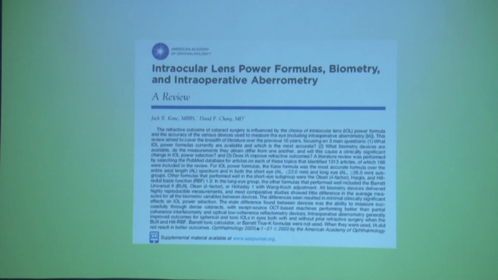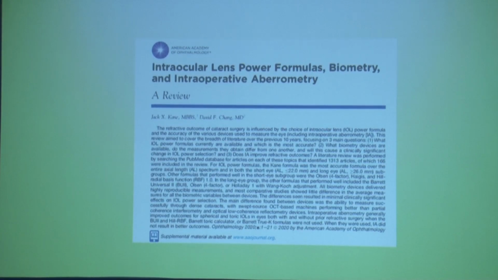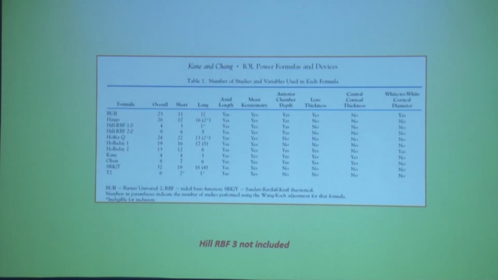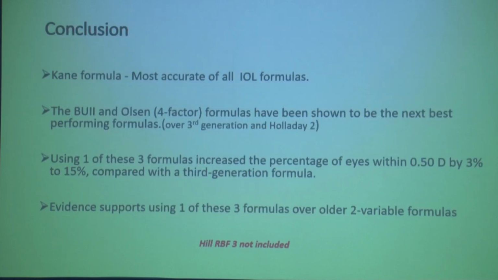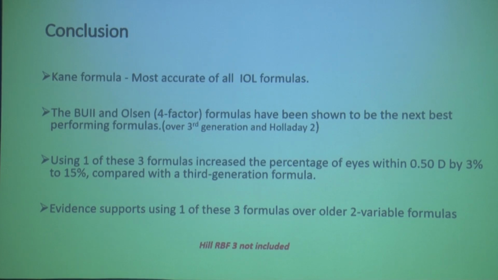Now, Kane et al., in his review of more than 37 studies conducted over more than 50,000 patients, conducted this review to find out which is the most accurate biometer and which was the most accurate formula. These are the formulas that were used: Barrett Universal 2, Hill RBF 1 and 2, Holladay 2, Olsen, Kane, etc. The Hill RBF version 3 was not included in this study. They came to the conclusion that the Kane formula was the most accurate of all IOL formulas, and the Barrett Universal 2 and Olsen formulas have been shown to be the next best performing formulas.